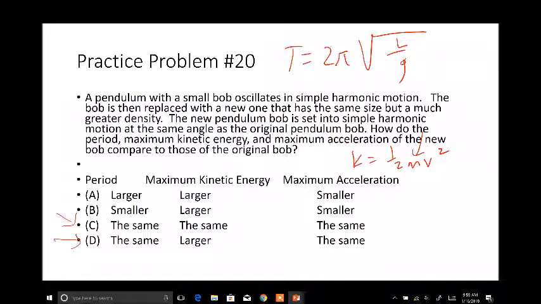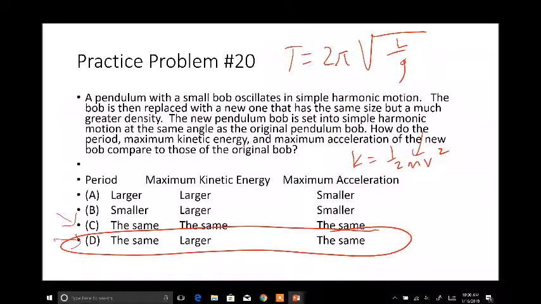Let's check the acceleration. So when we increase the mass, we're going to increase the inertia, make it harder to accelerate. But also when we increase the mass, we're going to increase the restoring force. Those two changes are going to be balanced out, and the maximum acceleration of our bob is going to be the same in either situation. So for practice problem number 20, answer choice D looks like a good answer.